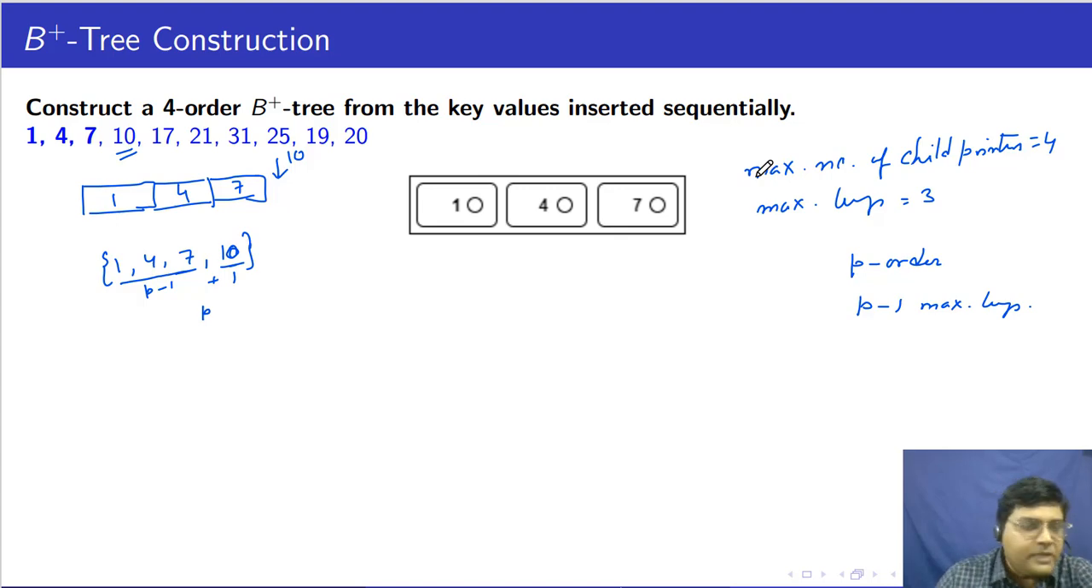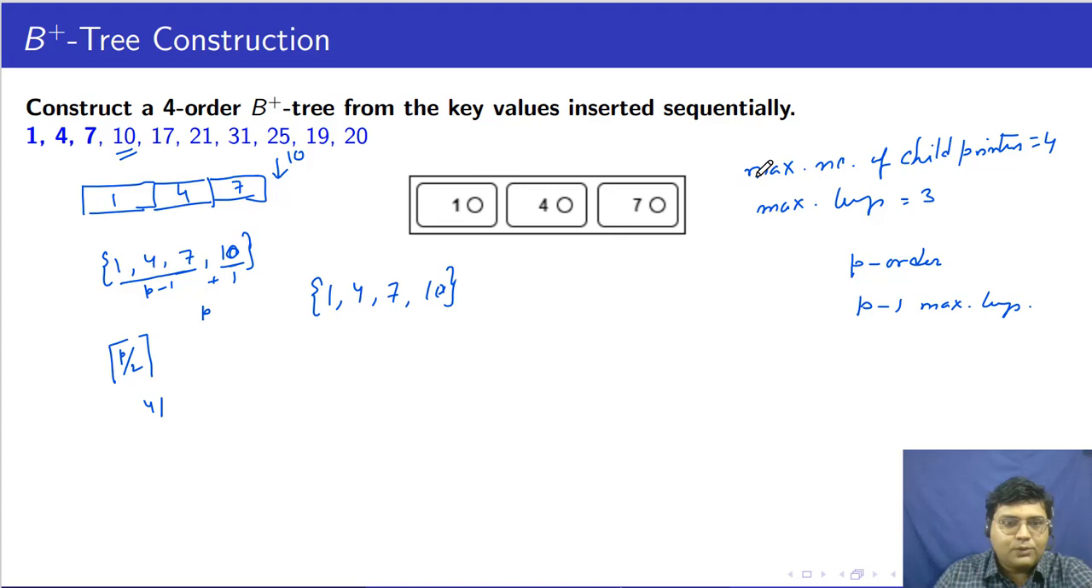So we need to split it in a way so that the left node should have p by 2 keys. If I have 1, 4, 7 and 10, here p is 4, so 4 by 2 is 2. So we should have 1 and 4 on the left side, right? If I want to do this, I definitely need to split it at 7. So I split it at 7, and then I'll have 1 and 4 on the left side.